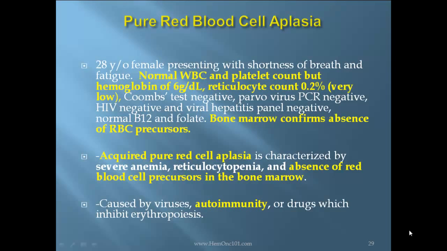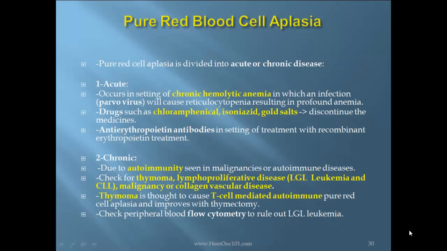Acquired pure red cell aplasia is characterized by severe anemia, reticulocytopenia, and absence of red cell precursors in the bone marrow, caused by viruses, autoimmunity, or drugs which inhibit erythropoiesis. Pure red cell aplasia is divided into acute and chronic disease. In the acute form, it can occur in the setting of chronic hemolytic anemia, in which an infection, such as parvovirus, will cause severe reticulocytopenia, resulting in profound anemia.